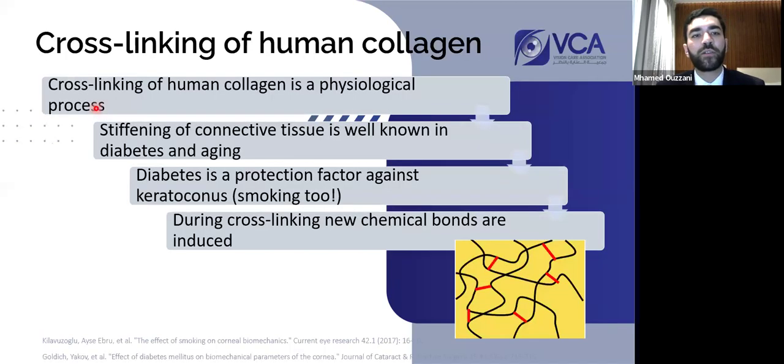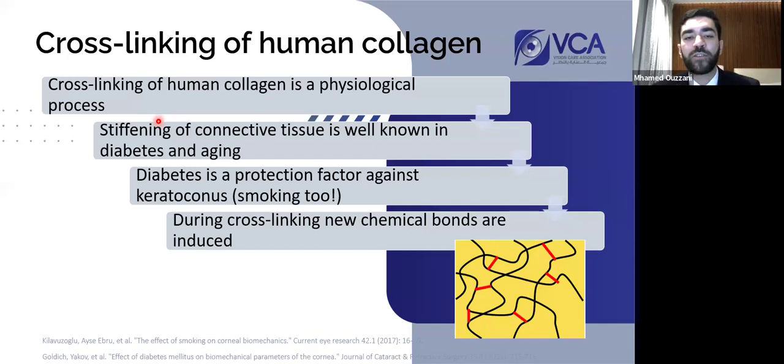So today we will talk about this procedure and how we introduce the scleral lenses to this procedure. The corneal cross-linking or the cross-linking of the human collagen is a physiological process. And the stiffening of connective tissue is well known in diabetes and aging.